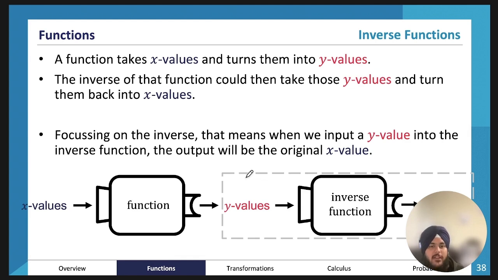Another way to think about the inverse function is that a function takes x values and turns them into y values. The inverse of that function takes those y values and turns them back into the original x values. The way I like to think of it is like a machine. The x values go into a machine to give us y values, and those y values go into the inverse machine to give us x values. That's how inverse functions work, and what they mean.